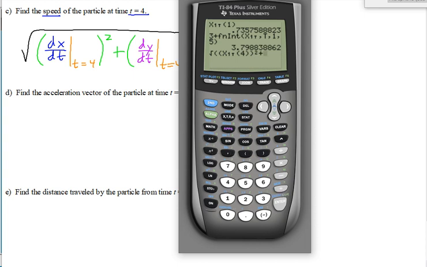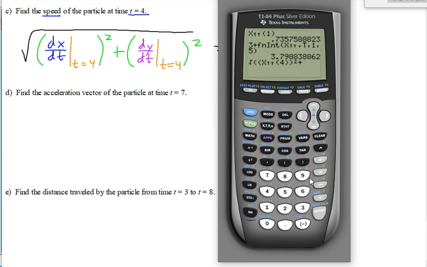Plus, and the same thing here, open parentheses, vars, y variables, and then parametric again. And now we need y1. And then parentheses, again we're substituting 4, close parentheses so we can square it. And then close parentheses on the square root. And we get 0.655. Again, we don't have any units here. It could be meters per second, inches per minute. We just don't know what it is, so we don't have to put any units.